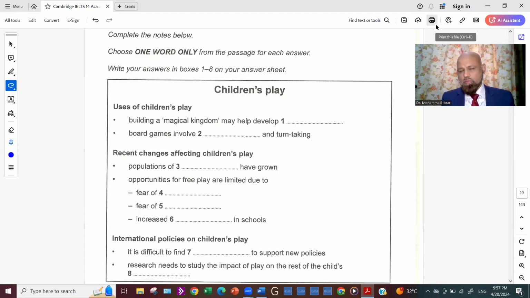Do you know why some students struggle to do notes completion questions in the reading passage of IELTS? It's precisely because they aren't aware of the strategy that they need to use to tackle such questions.